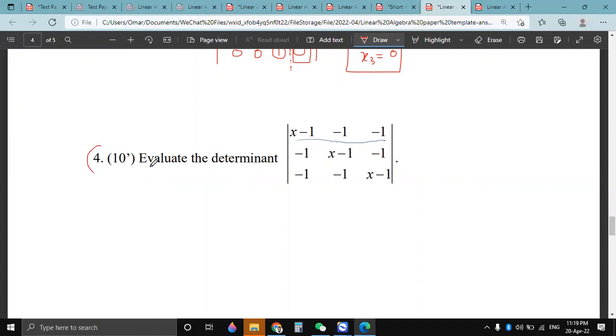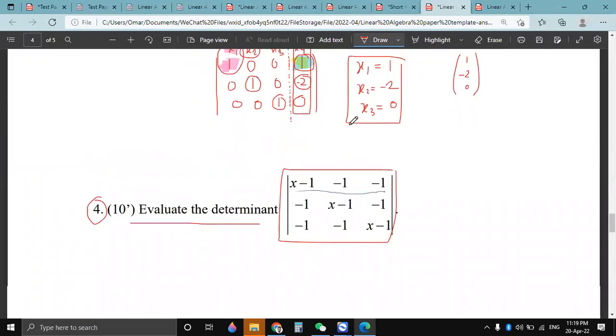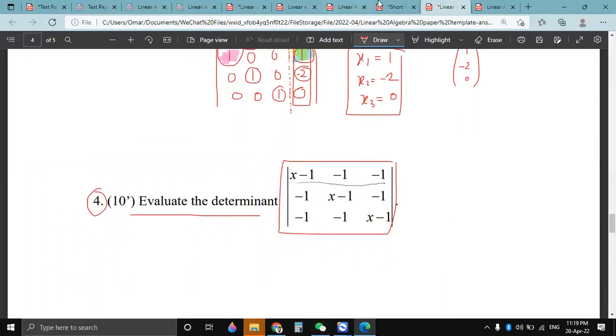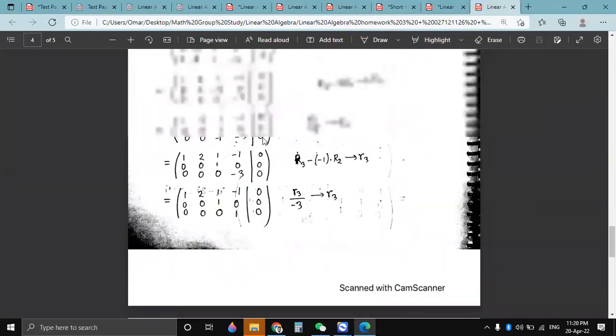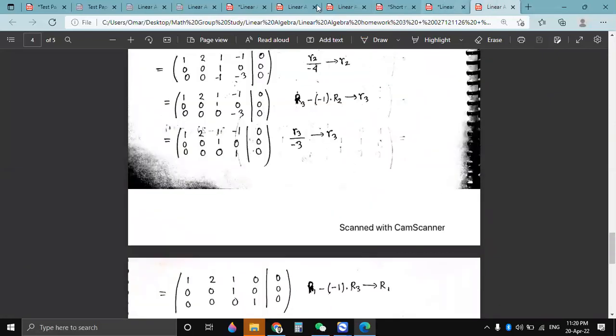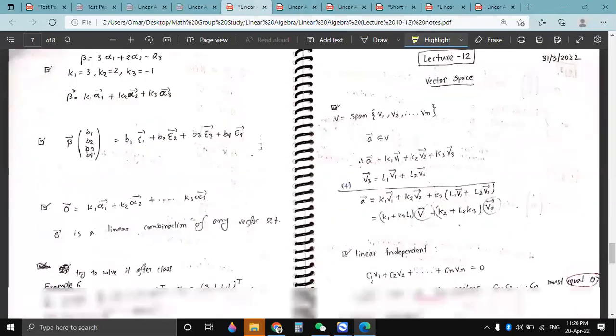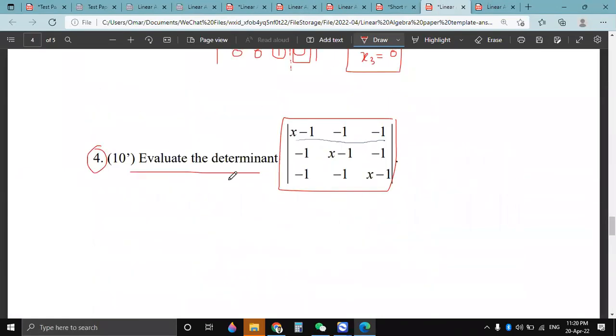So now let's see the next question here. We have to evaluate the determinant of this one. Number 4. X minus 1.